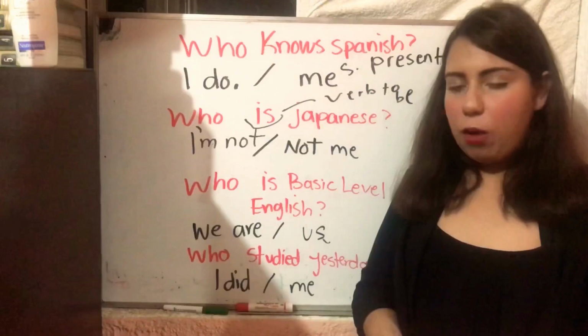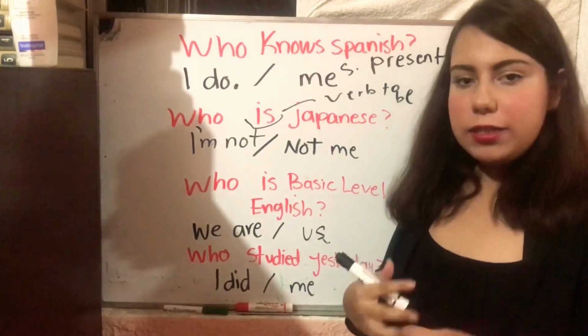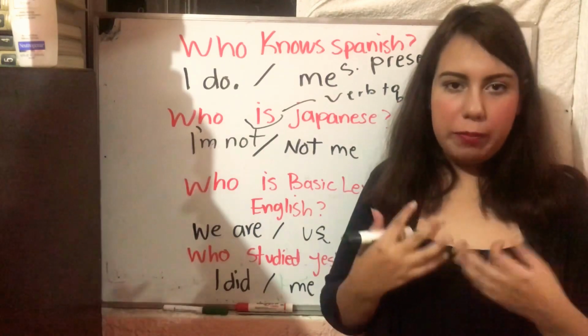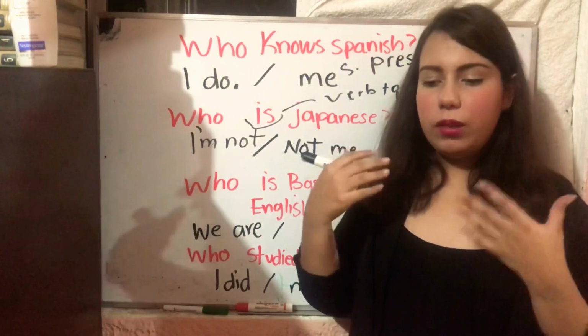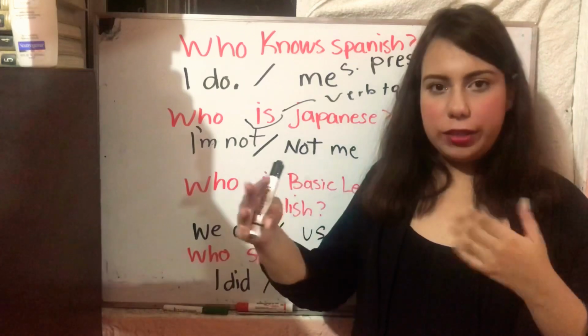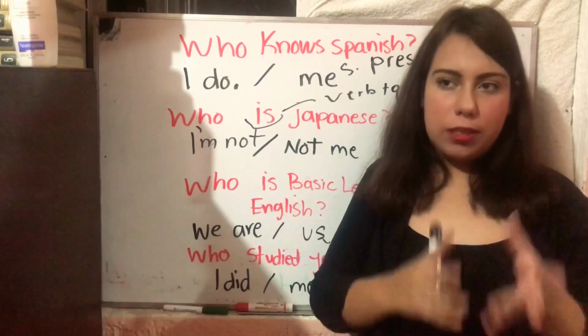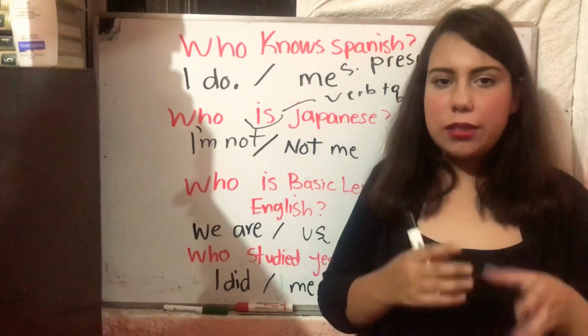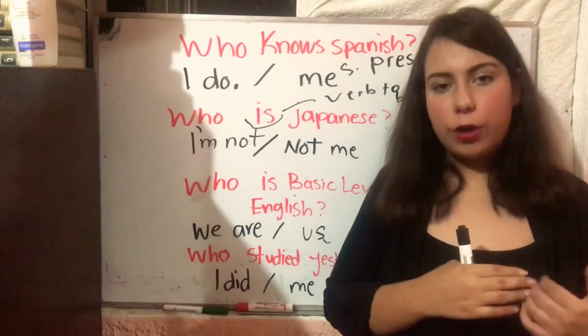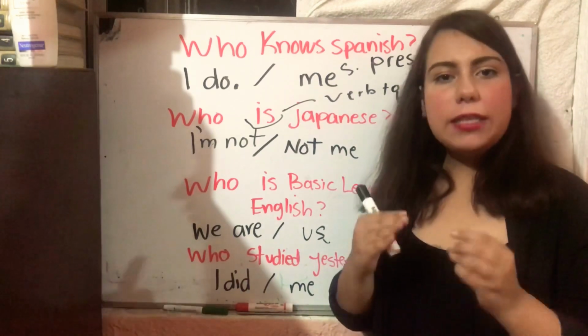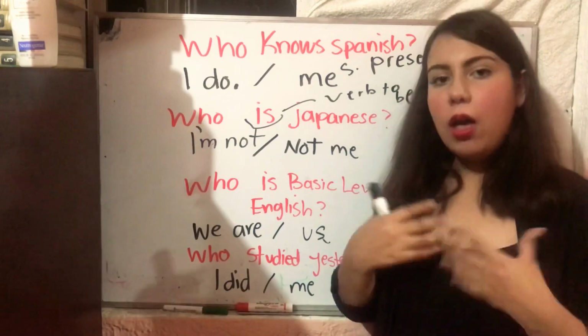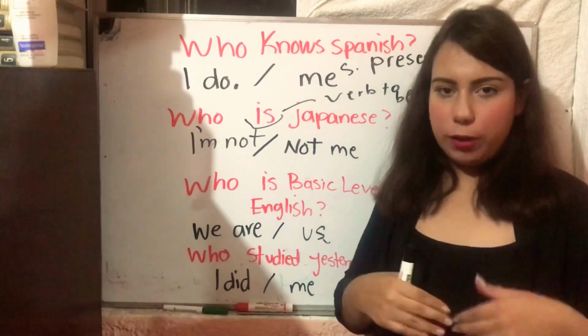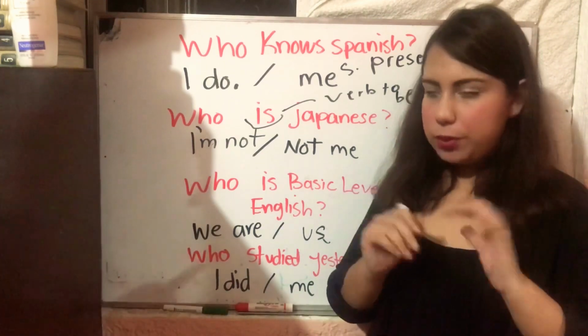Let's continue with this topic of object pronouns. Something that is very important, and people make big mistakes with this. When you're going to answer a question, can you only answer with a subject pronoun? No. Remember that subject pronouns come before verbs. Subject pronouns always have to come before a verb. Object pronouns come after a verb or they can be by themselves.